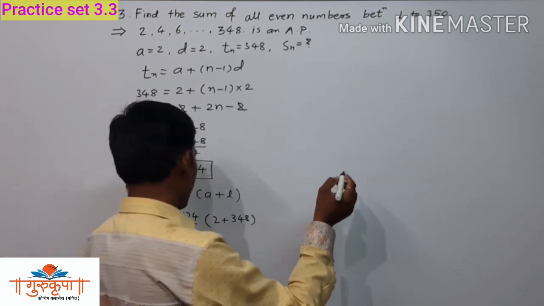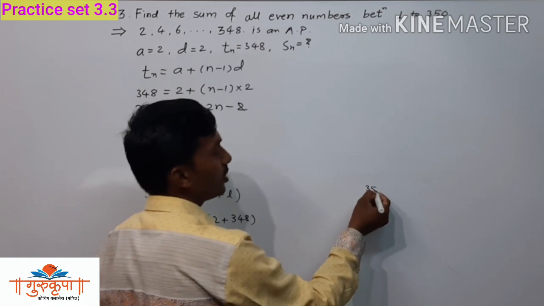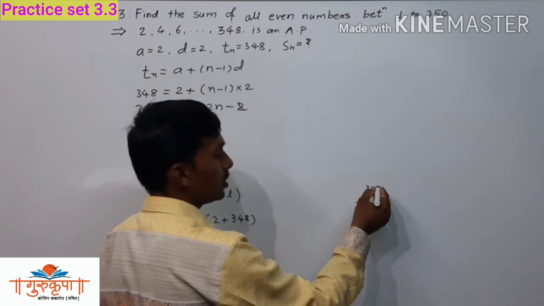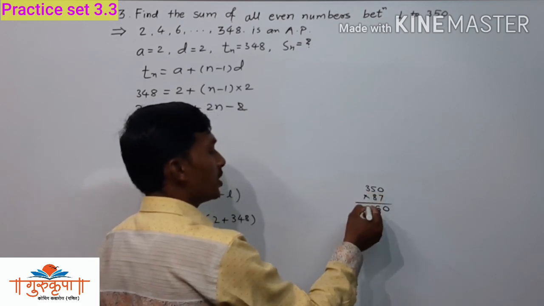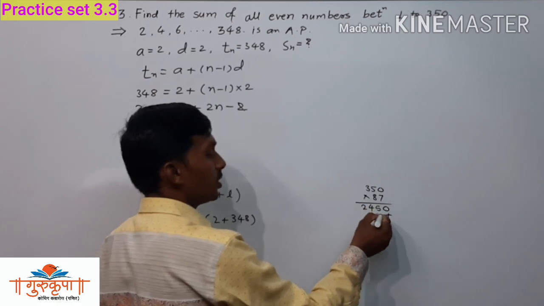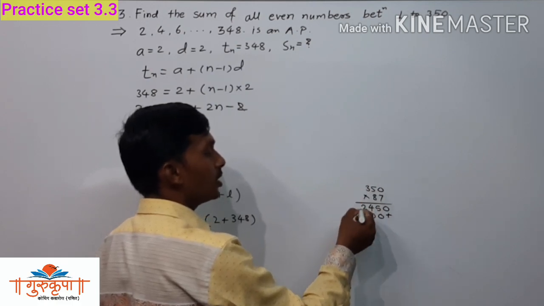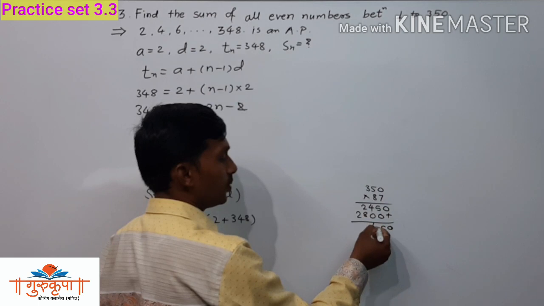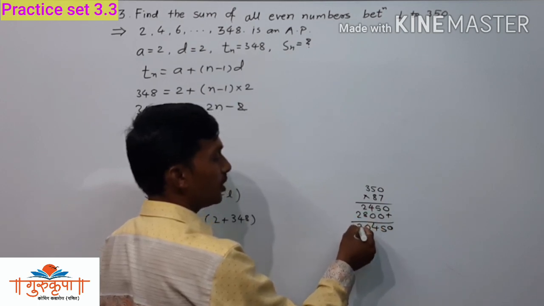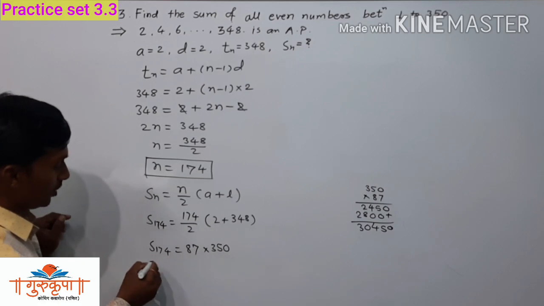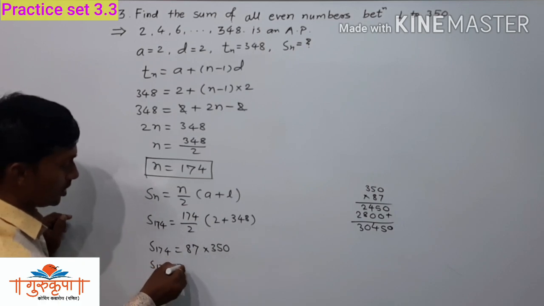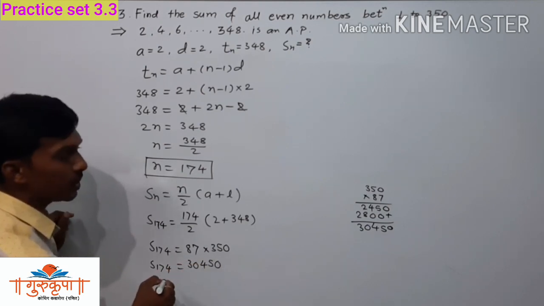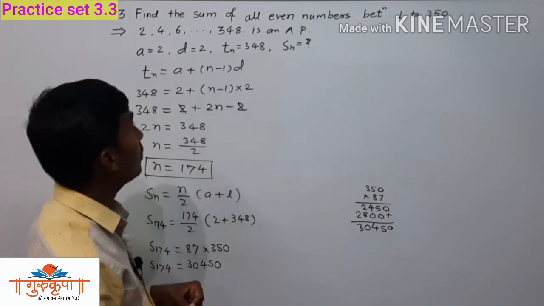So this is 350 multiplied by 87. 7 zeros are 0, 7 fives are 35, 7 threes are 21 plus 3 is 24. This is 8 zeros are 0, 8 fives are 40, 4 carried, 8 threes are 24 plus 4 is 28. This 0 as it is, 5 as it is, 4 as it is, 8 plus 2 is 10, 1 carried. This is 30,450. S174 is equal to 30,450.